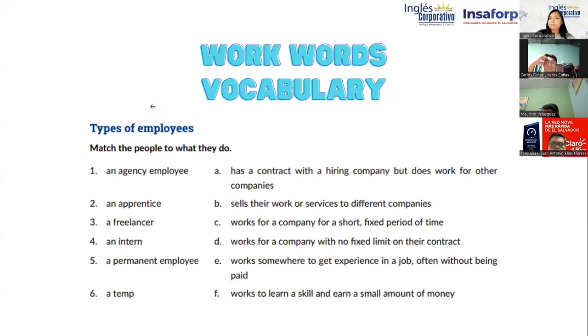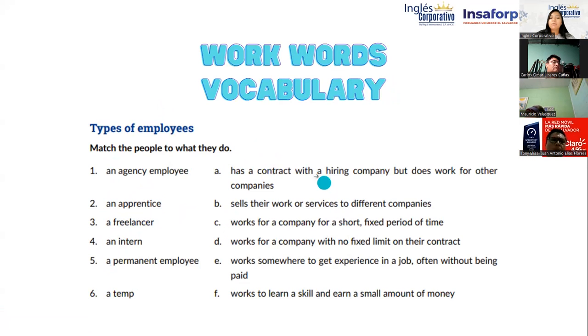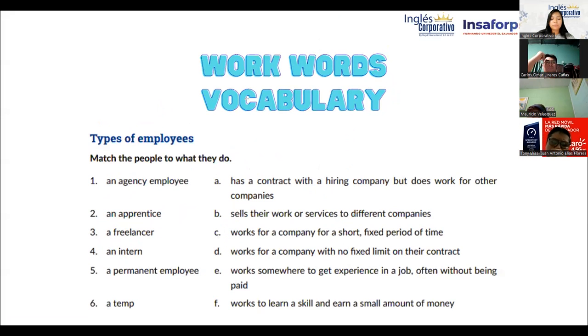So, types of employee. We have an agency employee, an apprentice, a freelancer, an intern, a permanent employee, and a temp. Okay, so let's look for the correct definition. Okay, guys. Number one, an agency employee. Letter A, maybe. And what is letter A, Maurice? Has a contract with the hiring company but does work for another company. Correct. It's like outsourcing.